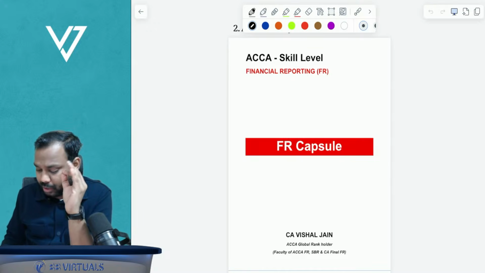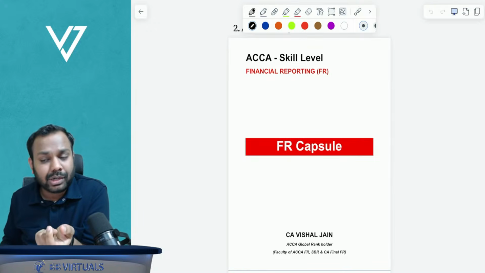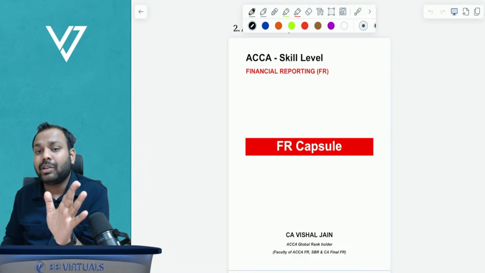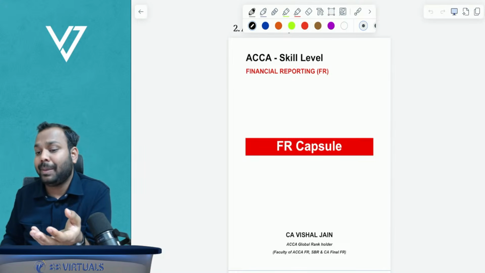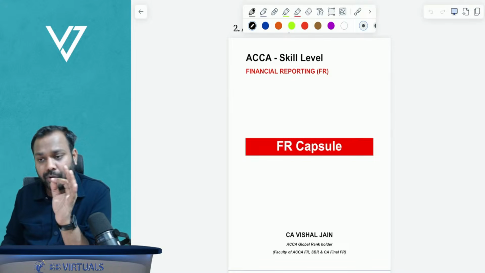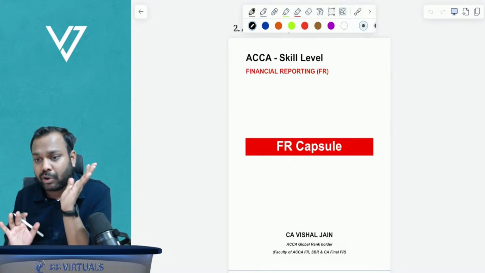To all the Indian students, for international students, we can't ship this book. So for international students, we'll give you the book in a printable format so that you can get it printed. But for all the Indian students, we'll give you the hard copy of this book.